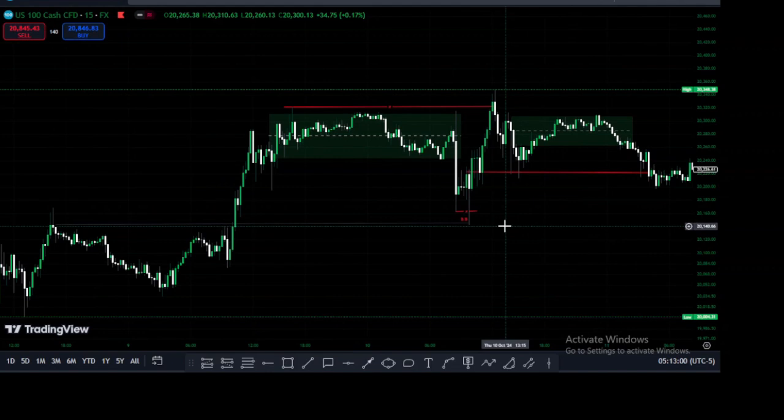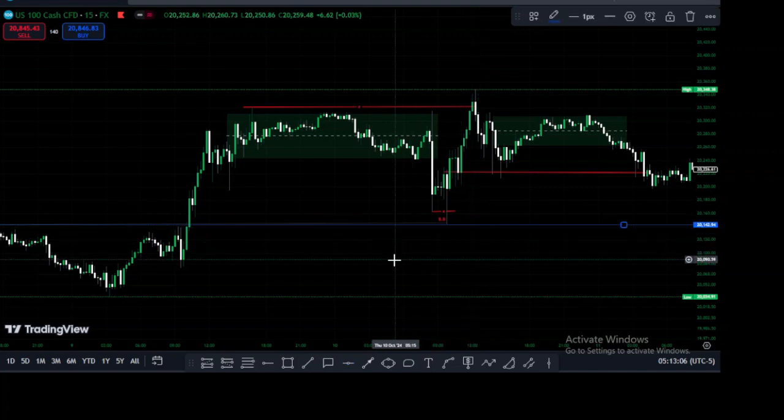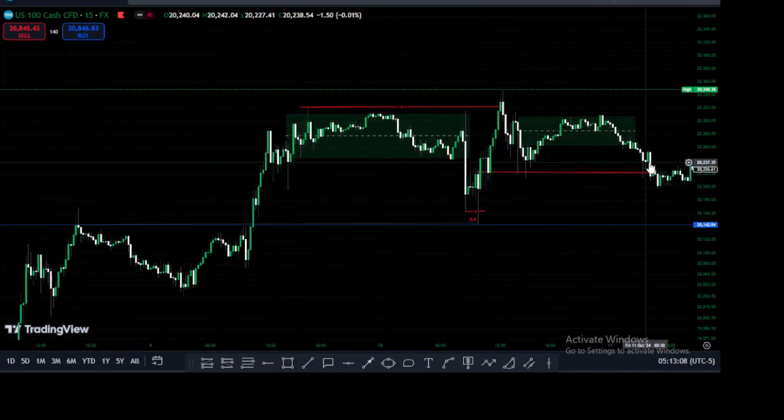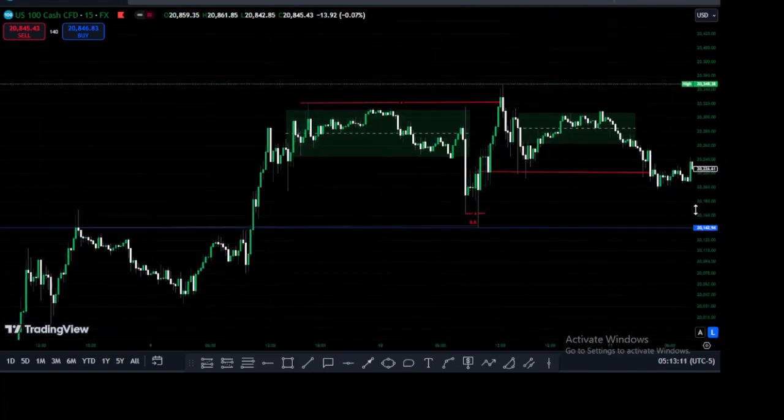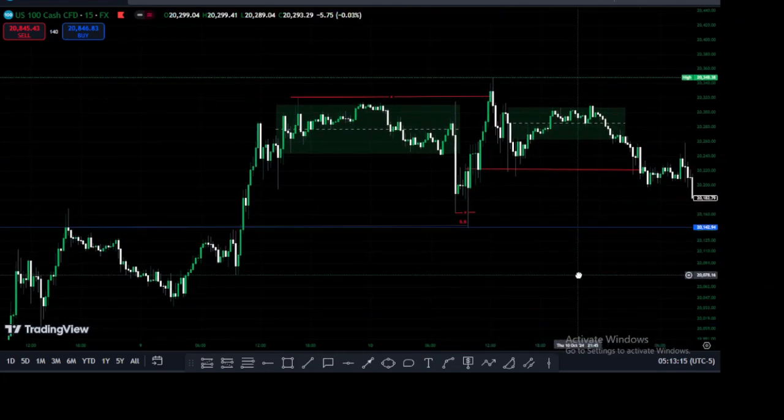Okay, so another thing, we want to mark out this low, okay? This low plays a very major key point. It was acting as a breaker block, and likely price might come down here, and then it's just going to respect this and maybe continue shooting up. So let's still wait and see.